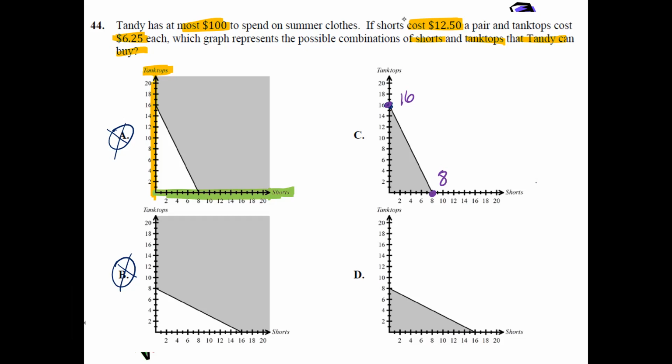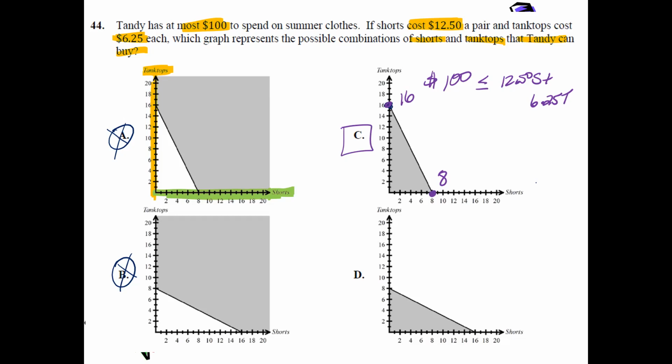So let's do S for shorts. If she has $100, it can't be more than $100. She only has 100. So $100 has to be greater than or equal to the number of shorts, which is $12.50 S plus $6.25 for tank top. Okay, the answer is C. We're just gonna pick C.